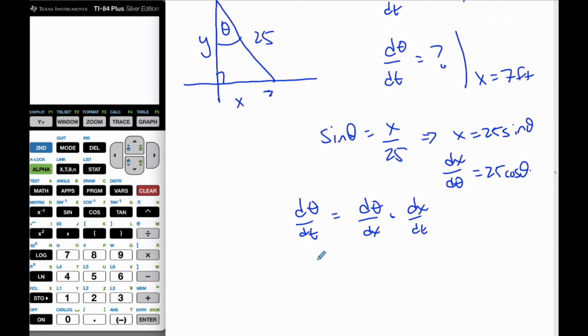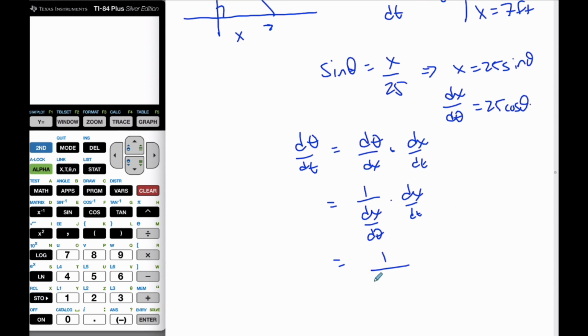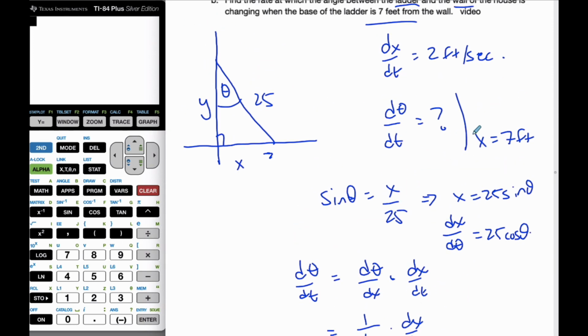And so if I want to find dθ/dt, I'm going to get 1 over dx/dθ, I'm flipping it over. Let me try that again. 1 over dx/dθ is what this will be. If I reciprocal the fraction, I end up with this. That's how I can flip it around. These are the same thing algebraically, times dx/dt. Well, I know that's 1 over 25 cosine theta times dx/dt, which was 2 if I recall correctly.